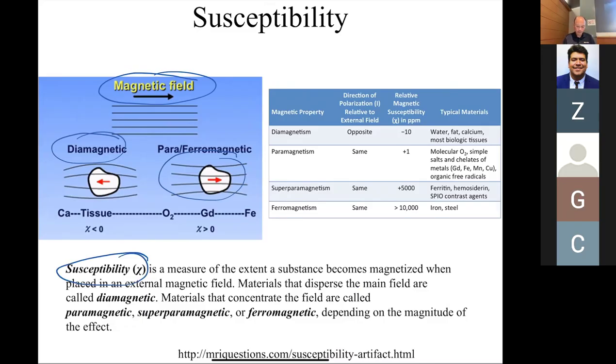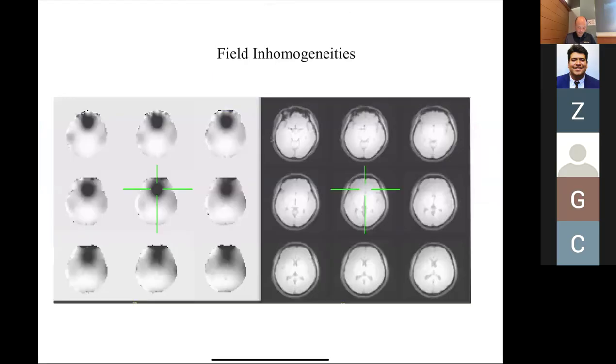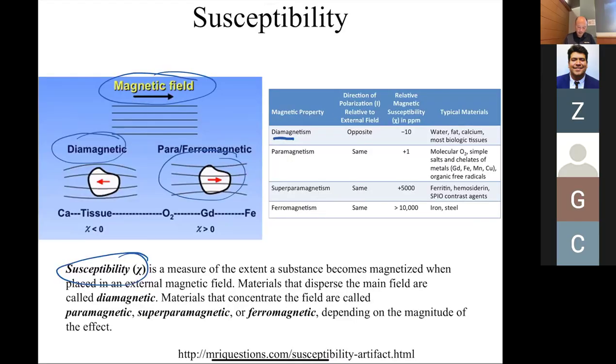Okay. So water, fat, and calcium tend to be diamagnetic. But things like iron tend to be obviously ferromagnetic, and then paramagnetic. Okay. And then also we have things like ferritin in them. So there's all these things that we have in our body. Clearly we have a lot of water in our body, but as we'll find out later, there's also iron in our body. Okay. And obviously other molecules as well.